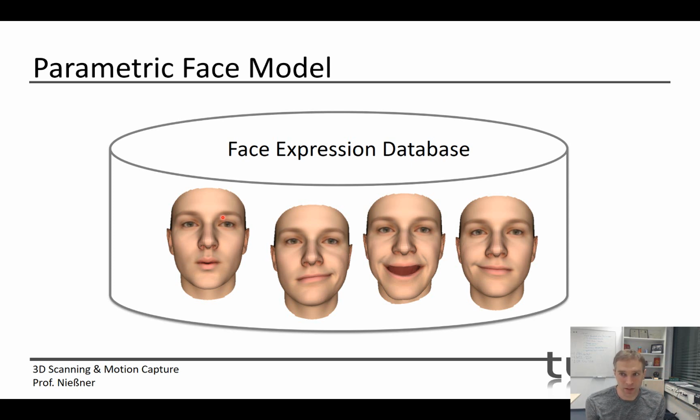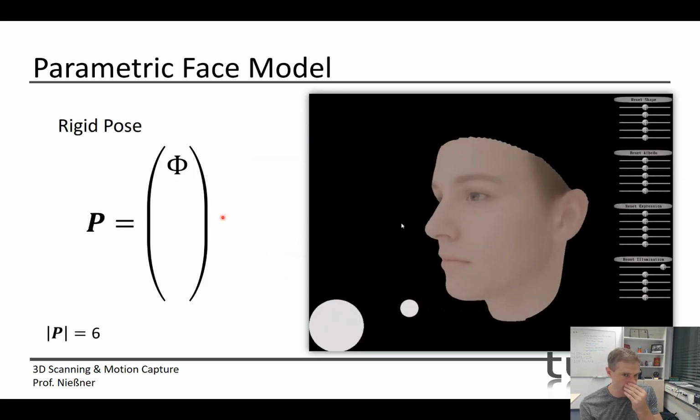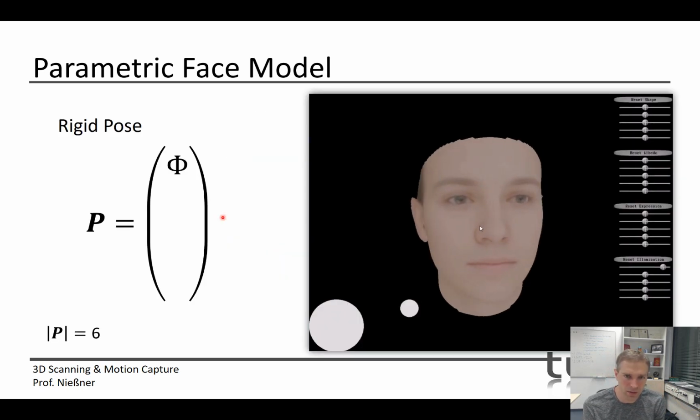Okay, so I'm going to explain later how these things are constructed, but I wanted to first show you some examples of what it means if we had already reconstructed such a face model. I wanted to show you what you can do with it based on a given parameterization. So here's a very simple example, right? This is a parametric face model.